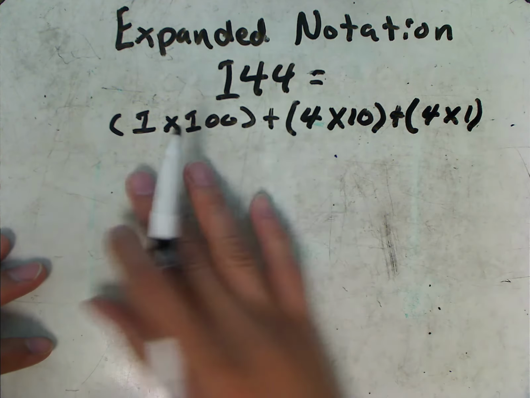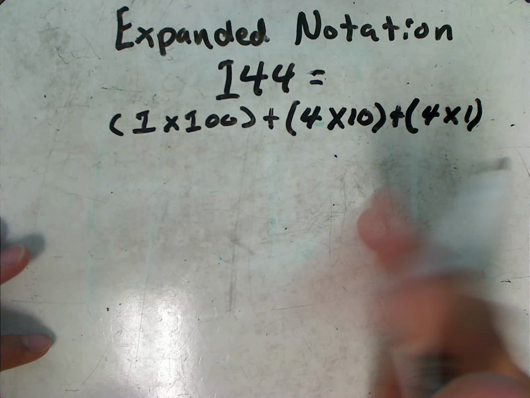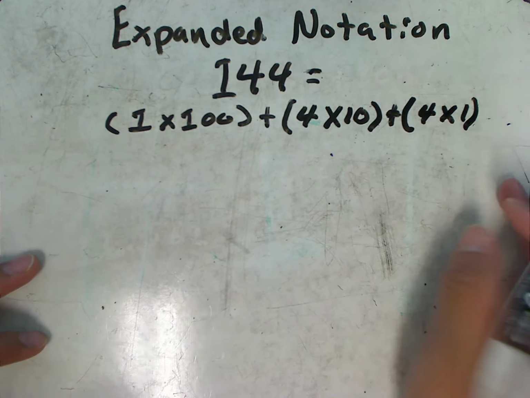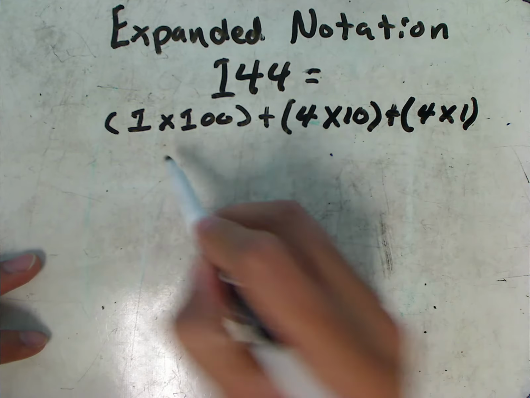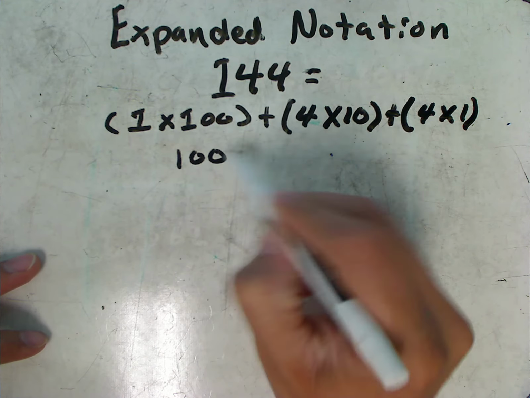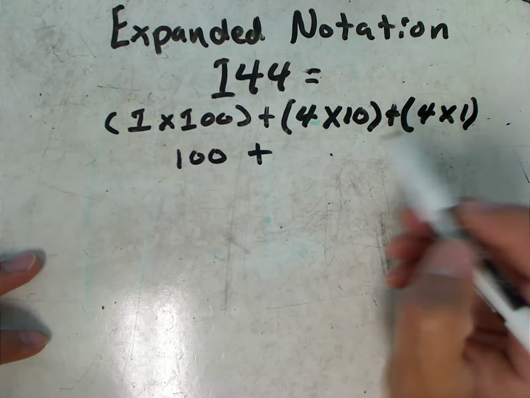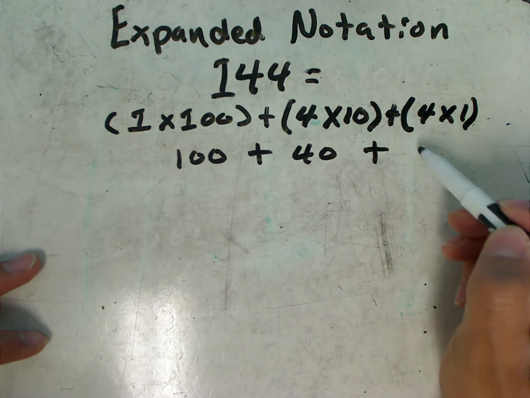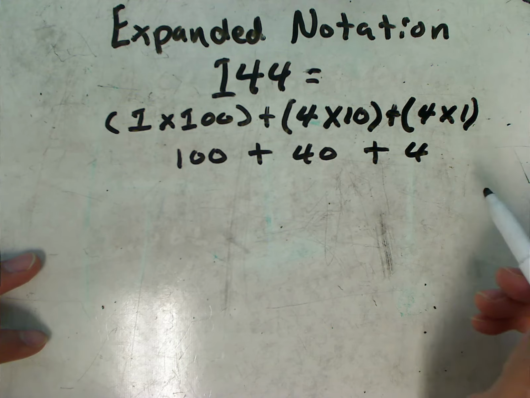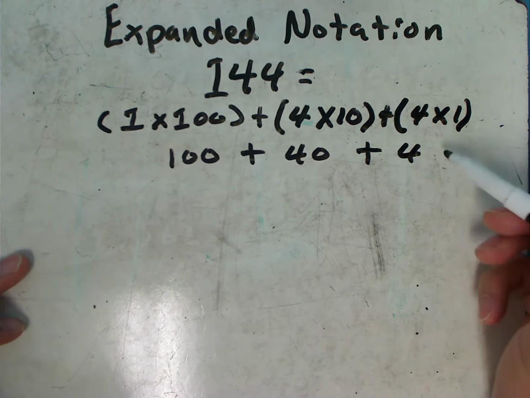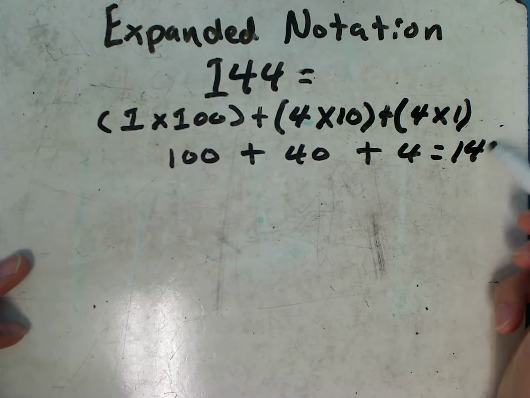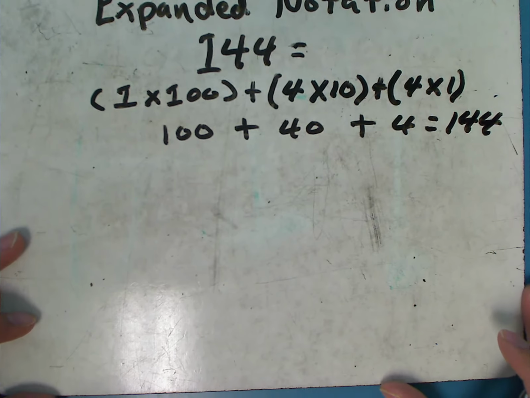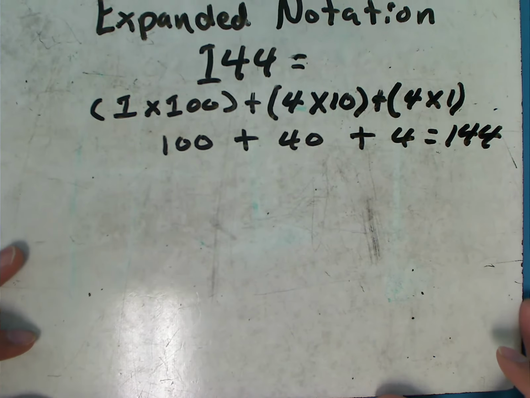So if I were to actually represent this, after multiplying all these numbers, it should be the same as 144. So if I do 1 times 100, that would be 100, plus 4 times 10, 40, plus 4 times 1 will be 4. And if I add all these together, it will give me the same as 144. Okay. All right, we'll do one more example before we go into decimals.